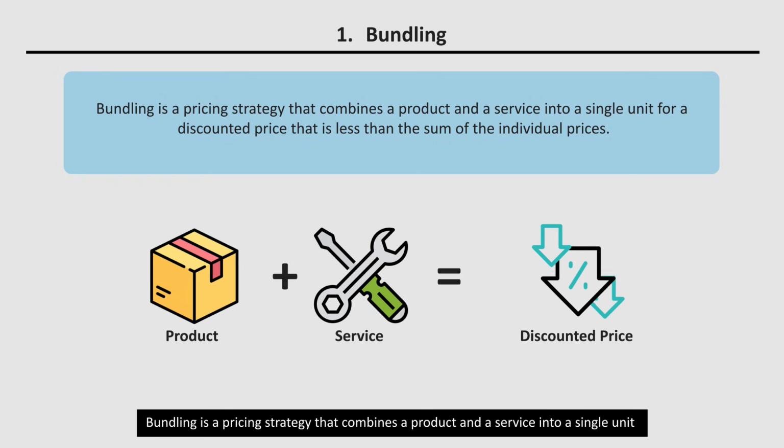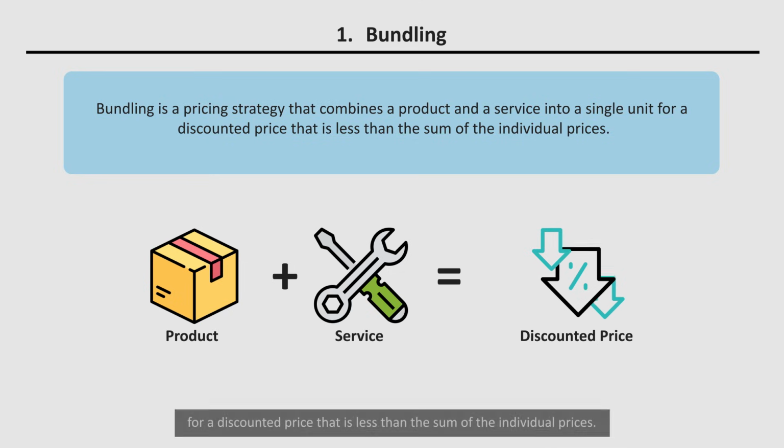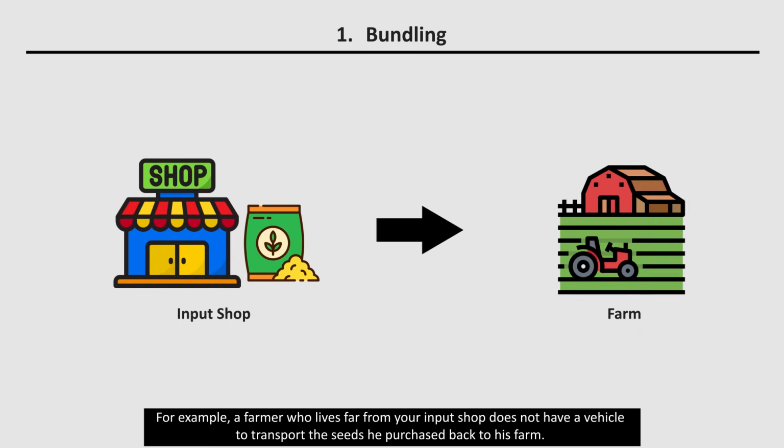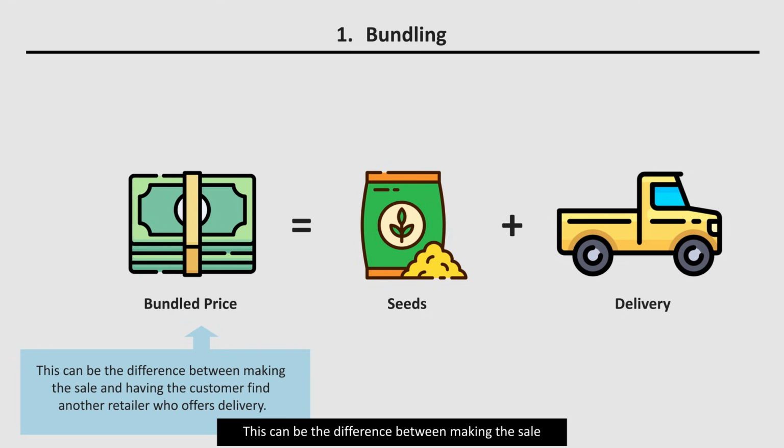Bundling is a pricing strategy that combines a product and a service into a single unit for a discounted price that is less than the sum of the individual prices. For example, a farmer who lives far from your input shop does not have a vehicle to transport the seeds he purchased back to his farm. You may offer a bundled price for the seeds and delivery. This can be the difference between making the sale and having the customer find another retailer who offers delivery.